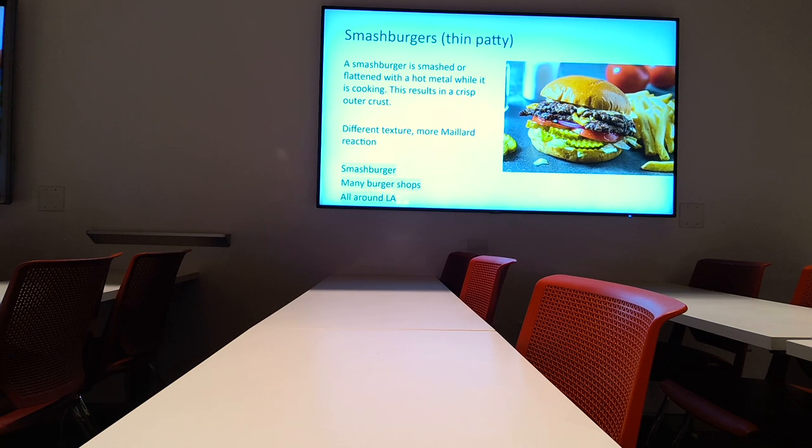Burger example, smash burger. This is a very thin patty. So what they do is they take the meat, they do something super hot, they push it down. And that creates a really thin patty, but it also has a really nice crisp exterior, as well as having a lot more Maillard reaction. Some people really like this. If you haven't tried a smash burger, you can look it up. I think Smashburger is a chain as well, so you can go there, but probably find a non-chain one so that they have better reviews.